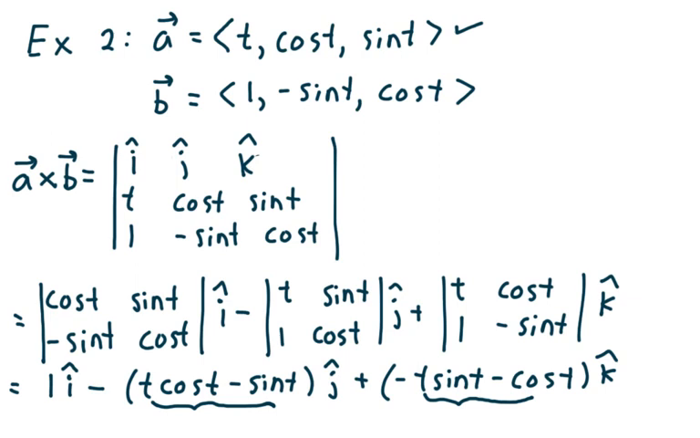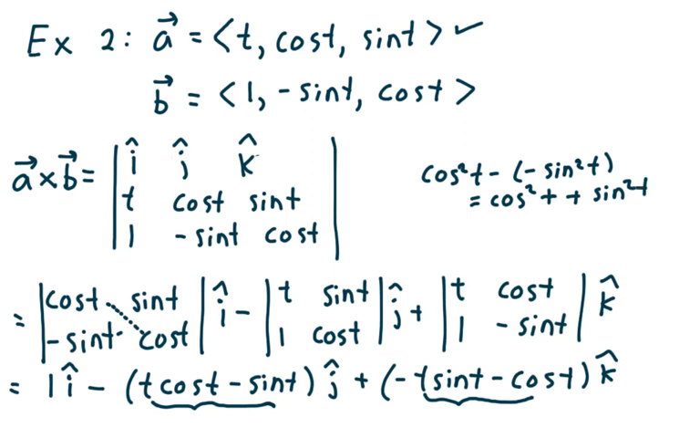So how did I get the 1? Don't forget, cosine t times cosine t is cosine squared t. And then I'm going to go minus a negative sine squared t. So I'm getting cosine squared t minus negative sine squared t. But that's cosine squared t plus sine squared t, and that's just 1. So that's where that 1 came from.